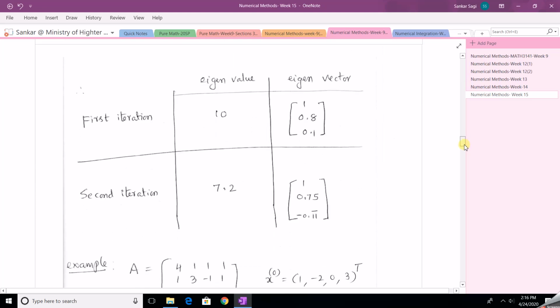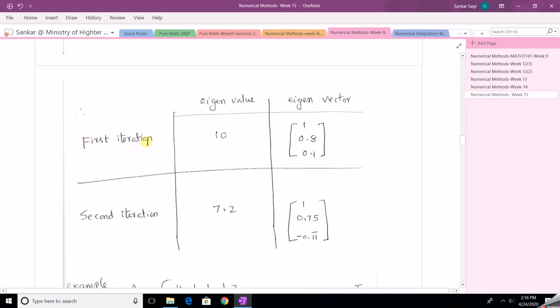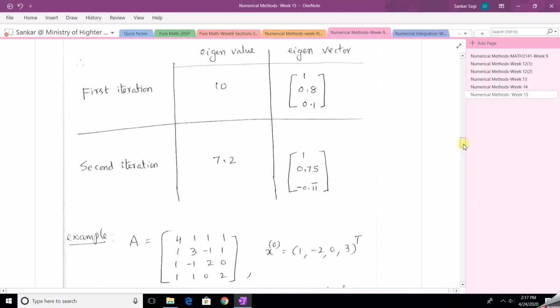So I have written this in the table. In the first iteration, the approximation of the eigenvalue is 10, and this is the eigenvector. So this is x1 and this is mu1. And in the second iteration, this is also an approximation of the eigenvalue of highest magnitude, 7.2, and the corresponding eigenvector is 1, 0.75, minus 0.11 recurring.